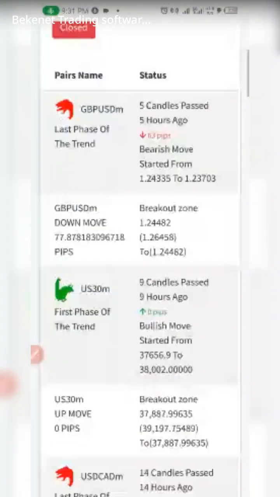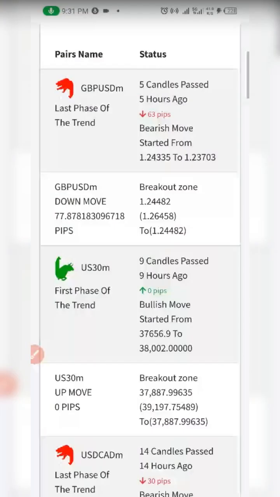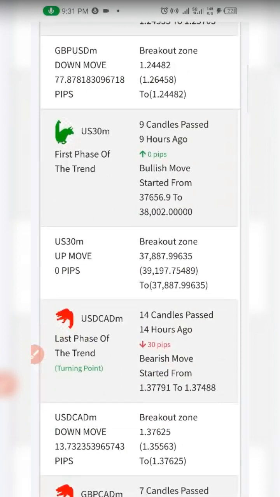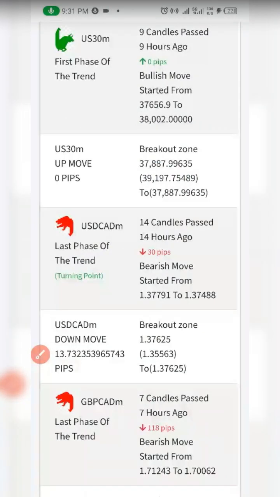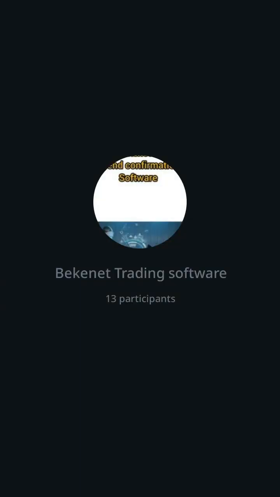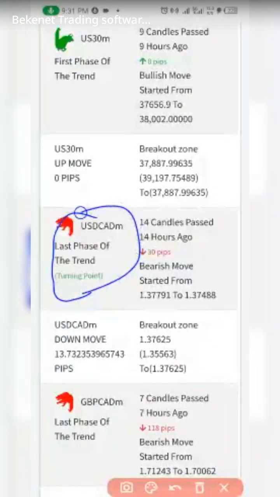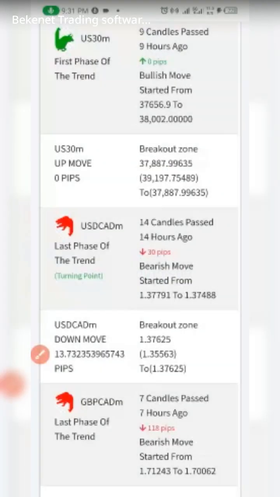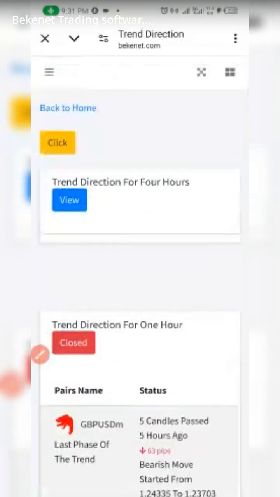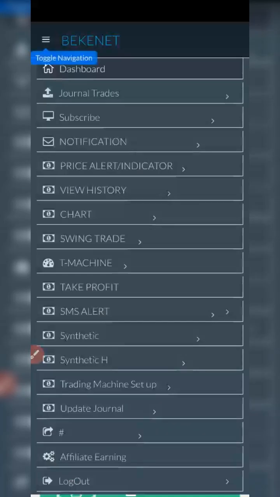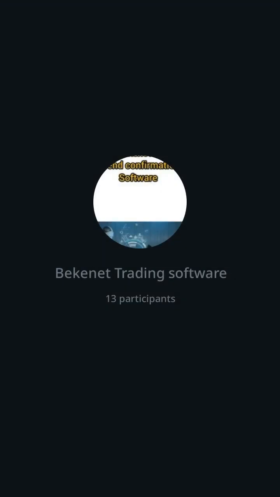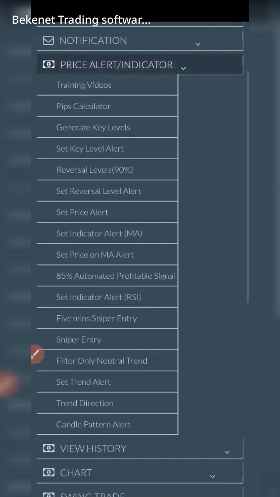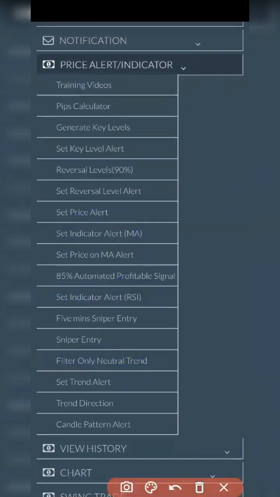There's another thing I'm still going to explain to you guys, which is turning points. I just spotted it now. Let's say I normally trade USD CAD, and I come to this trend direction and I don't find it here. That means there's a retracement going. All I need to do is come here, click on filter entry, filter neutral trend, look at it, filter only neutral trend. This means a retracement.